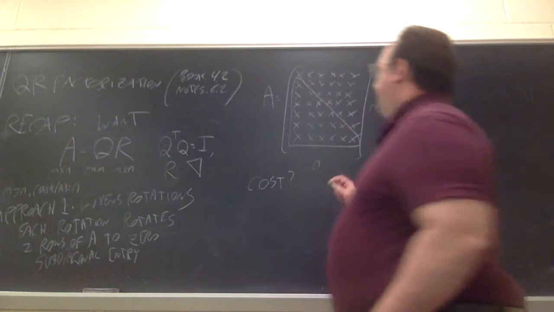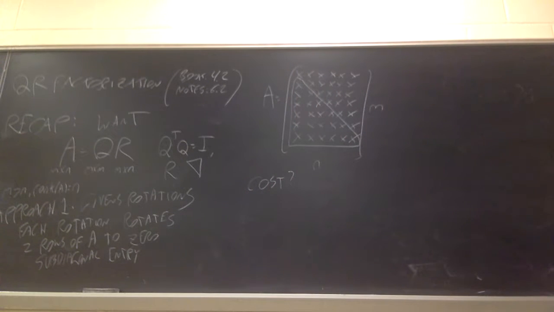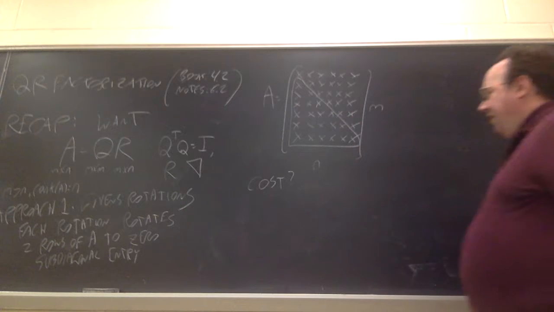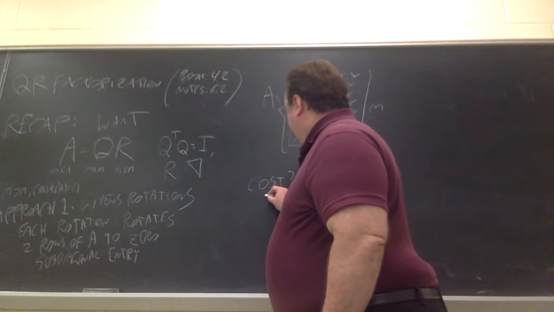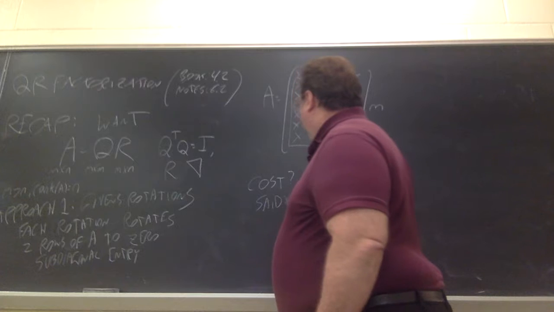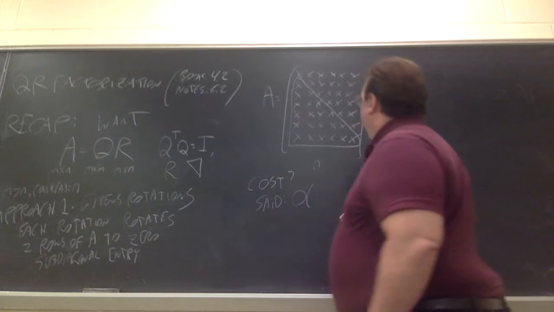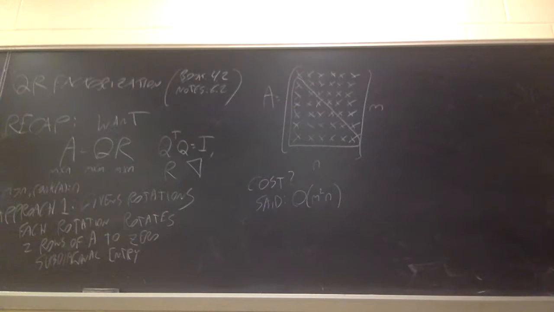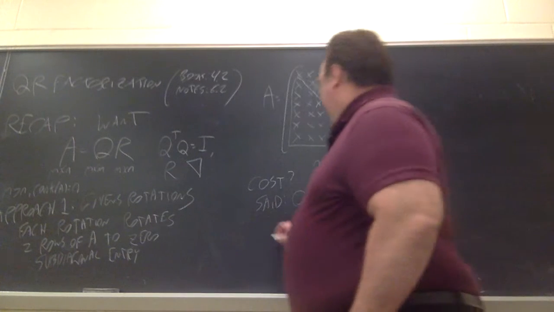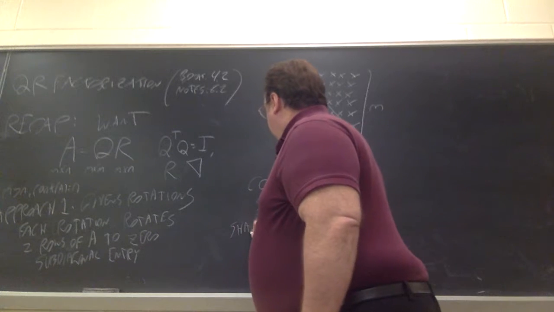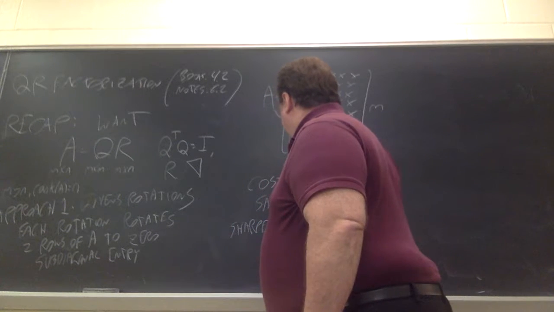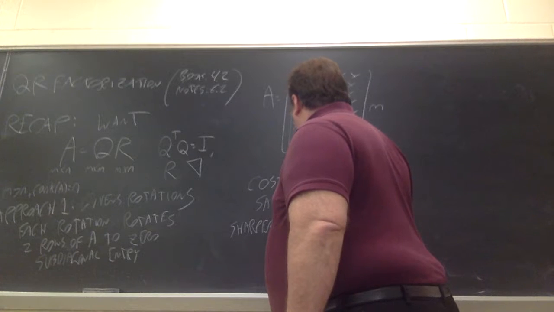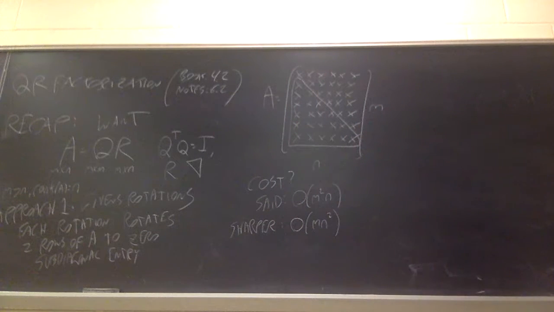Now, what I said last time: what is the cost of this approach to zeroing out all these entries in terms of m and n? That is, the number of arithmetic operations required. What I said last time was order m squared n. But a sharper indication is actually order mn squared.